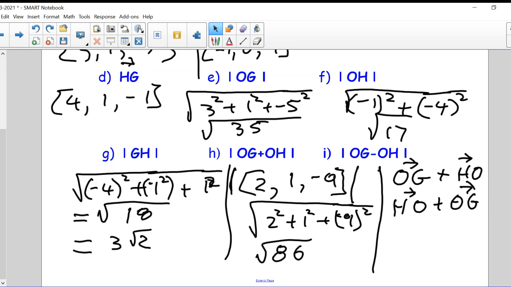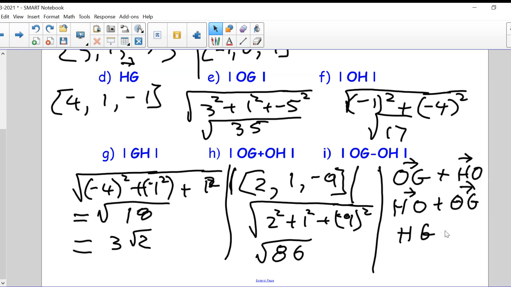So if I take the HO vector and put it first, remember, when you're adding vectors together, the order in which you add doesn't matter. Subtraction makes a difference, but adding doesn't. So if I put it like that, if I go from H to O, then go from O to G, what is the vector that I'm going to end up with at the end of the day? And we've done this before. It's the HG vector, which, if you look back, is exactly what Thomas said a few minutes ago.